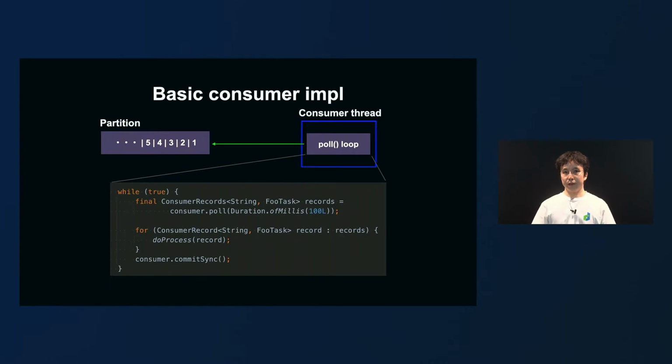Now let's look at a basic consumer implementation example. The consumer loops and continuously calls an API called poll, which reads messages from assigned partitions, and then processes the messages read by poll. After processing is completed, the offset is committed. This series of processing, or infinite loop, is the basic behavior of a Kafka consumer. The thread running the infinite loop is called the consumer thread.